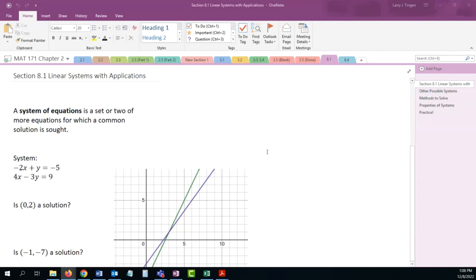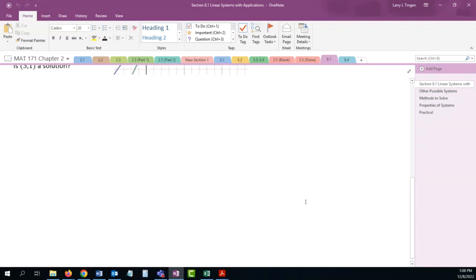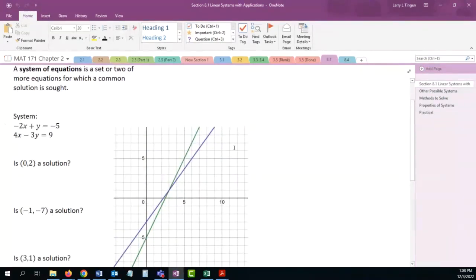So what does that mean? I have a system right here, and I've graphed it as well. It is the two lines, negative 2x plus y is negative 5, and 4x minus 3y equals 9. Now, typically, if you have one of these equations all by itself, you can find a solution to it by plugging in some number for x and solving for y, and then that gives you an ordered pair that satisfies the line. In this case, I have two lines, and what I want to know is, are there any points that land on both of these lines?